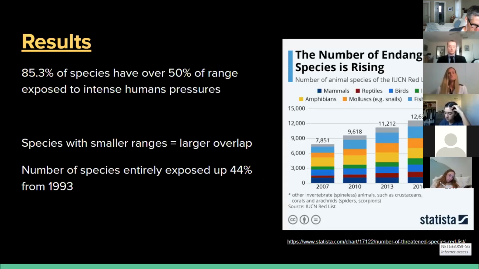And so the results, which aren't shocking, sadly: they found that 85% of species have over 50% of their range exposed to intense human pressures, and another 16% have absolutely no portion of their range that isn't affected by human pressures. Species with smaller ranges have a larger overlap with this, so they're even more at risk of losing potential range size and therefore having a higher risk of extinction. And in regards to the time frame, since 1993, species entirely exposed is up by 44%.